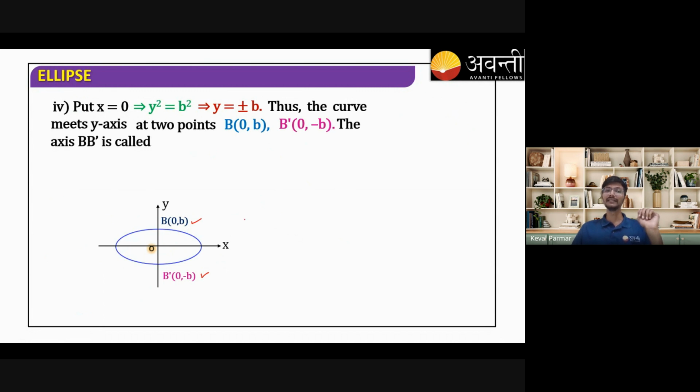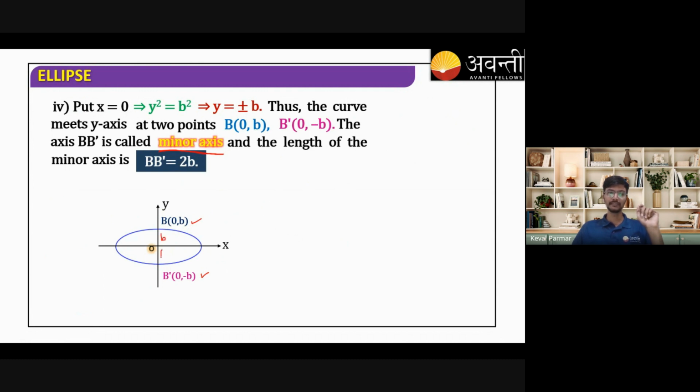Now, this axis B B dash is also called the minor axis. X-axis was called the major axis. The y-axis in this case is the minor axis. What will be the length of the minor axis? 2b, because this distance is b, and this distance is b. This total distance is 2b.